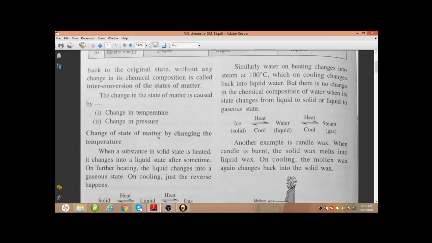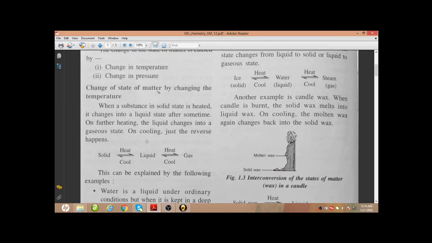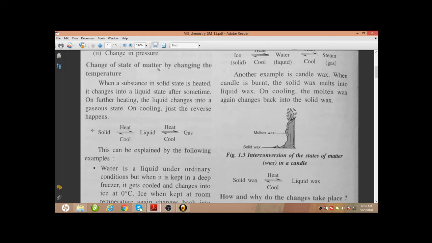So, change of state of matter. In two manners we can do this. One is by change in temperature and another is change in pressure. The first one, change in temperature. If we heat a solid, we will get the liquid.